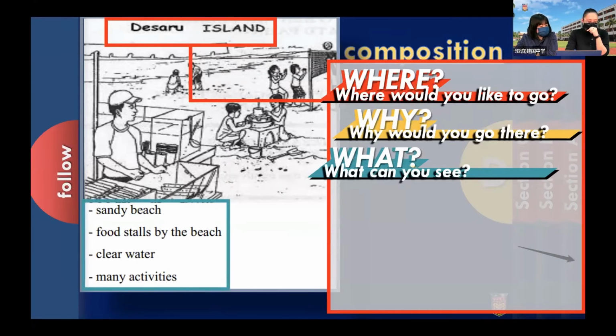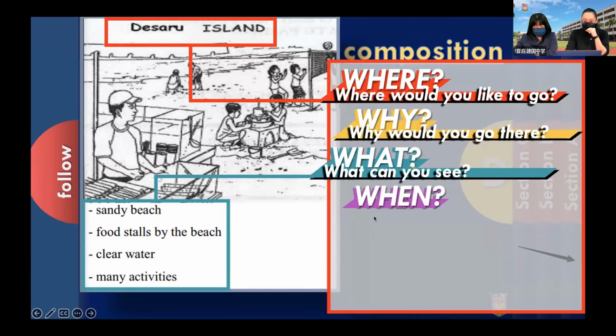Obviously, every time you write an essay like that, there will be images provided to you, a visual aid. Sometimes you don't really know how to say what you see. Some would say volleyball, but not many people know whether it's a volleyball or a beach volleyball. So you have to go and read the helping words. What can you see? Sandy beach, the food stalls by the beach, the clear water, and many other activities. Yes, building sandcastles as well. It guides you.